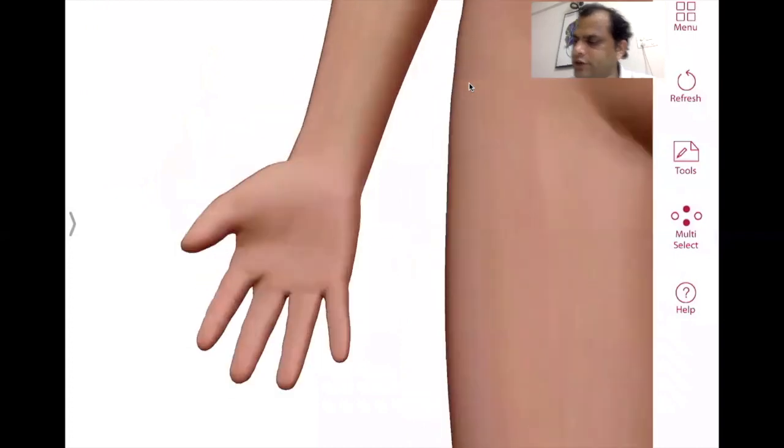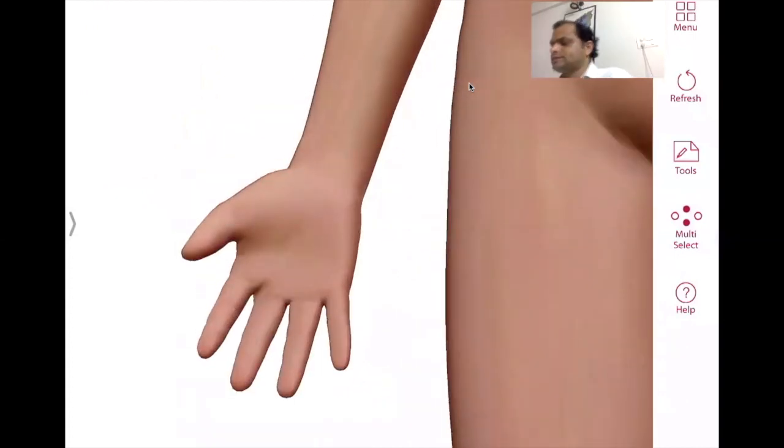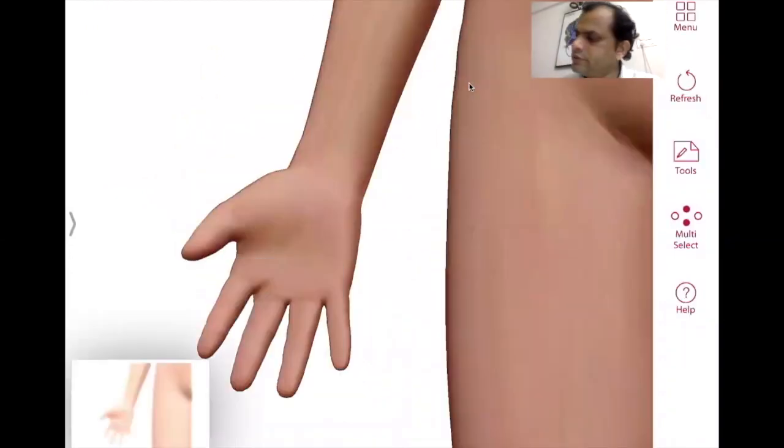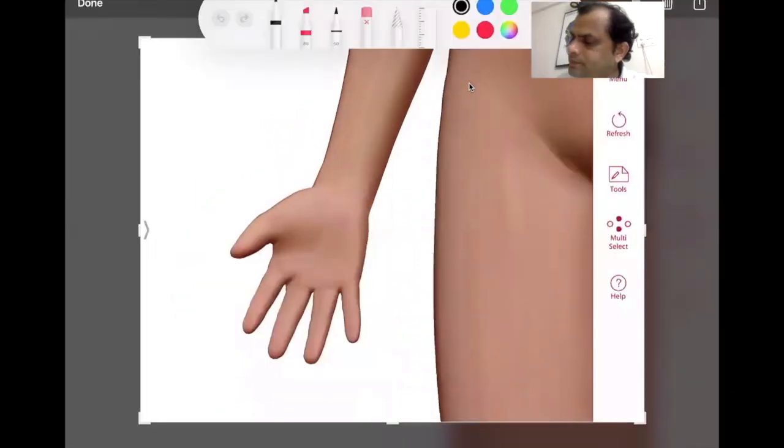So whenever we are checking the pulse, we are keeping index finger here, middle finger here, and ring finger here. So we are keeping 3 fingers.